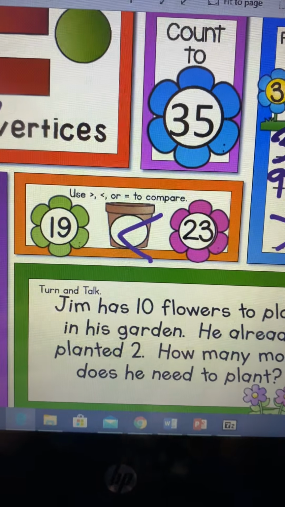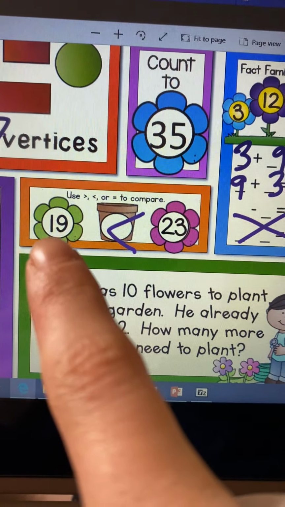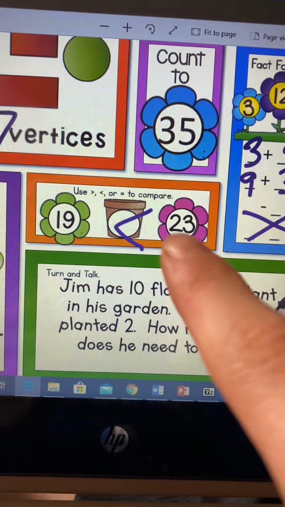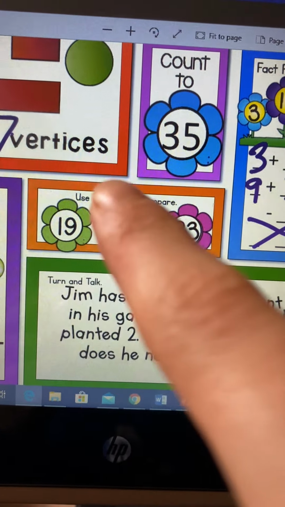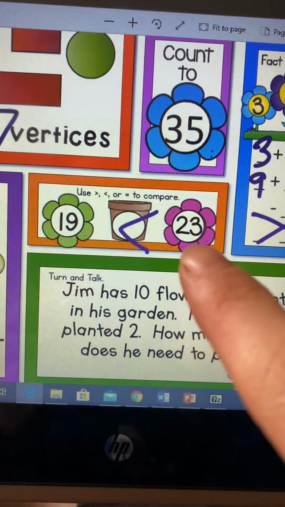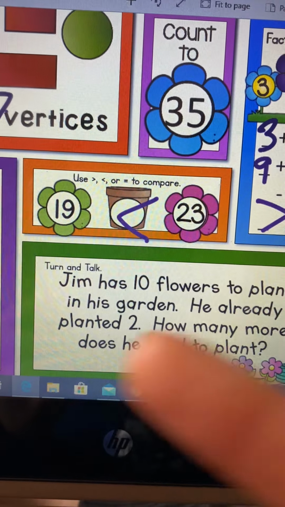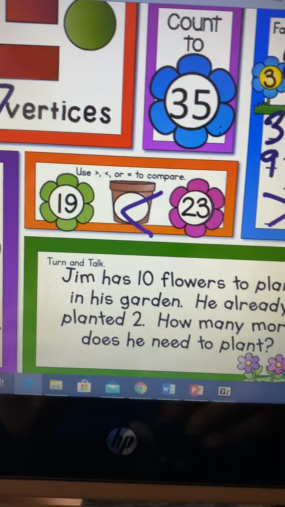So this is telling us 19 is less than 23. Can you say that with me? 19 is less than 23. Which, in other words, means that 19 is smaller than 23.